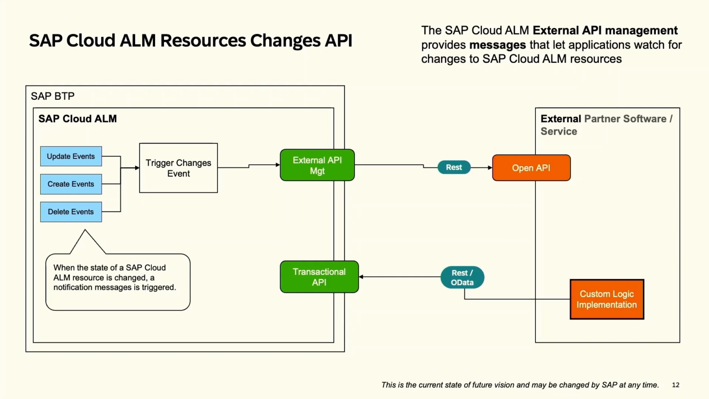Then, if you would like to have an integration in the other way, you have to create your own custom logic in the external systems. And based on the transactional API, you will be able to update back the resource in SAP Cloud ALM. For instance, the task has been processed and it was in status new, and you change it to closed, and then you use the transactional API to close it on SAP Cloud ALM.